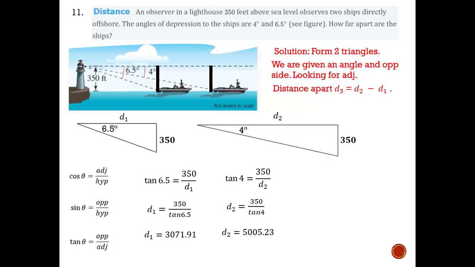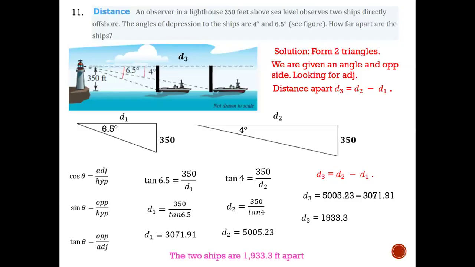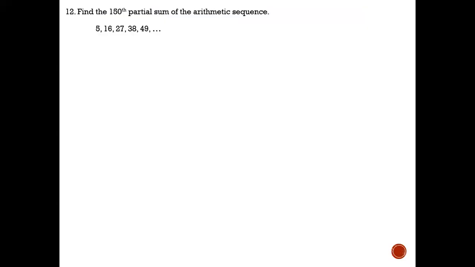So the distance apart, D3, we want to subtract D2 minus D1. So this is our distance D3. Plugging these in and subtracting these two, our distance is 1,933.3. Again, the two ships are roughly 1,933.3 feet apart. All right, next example.